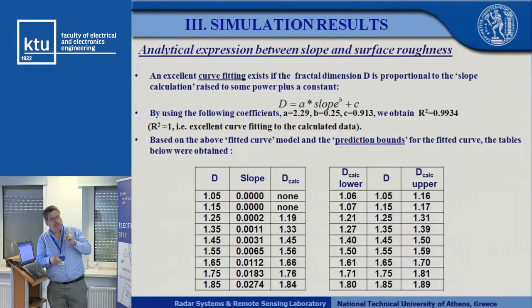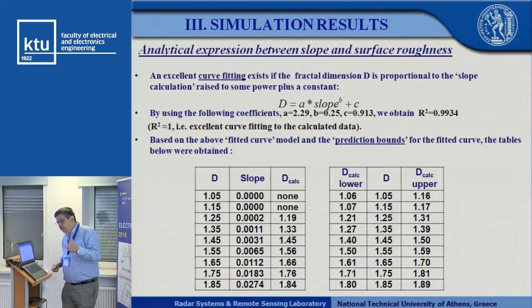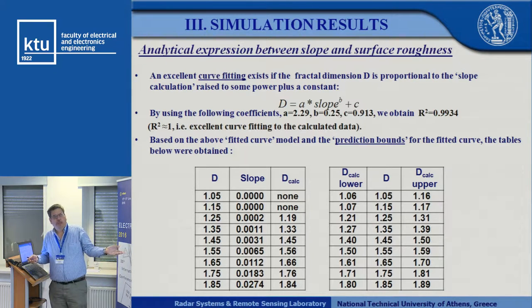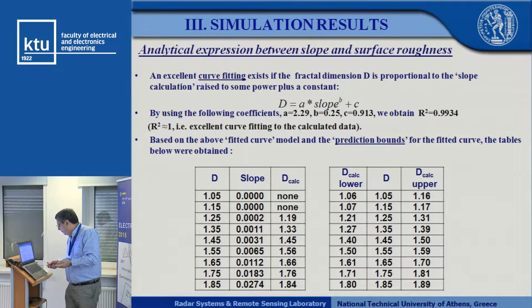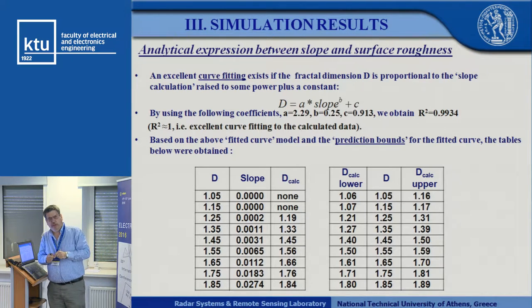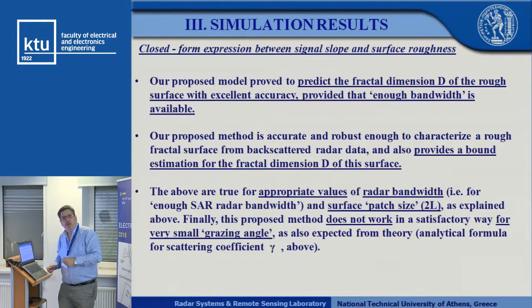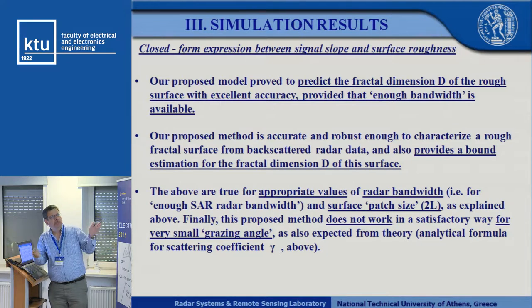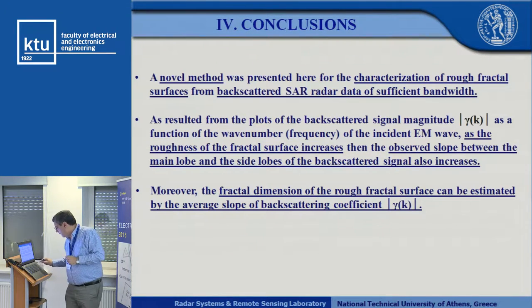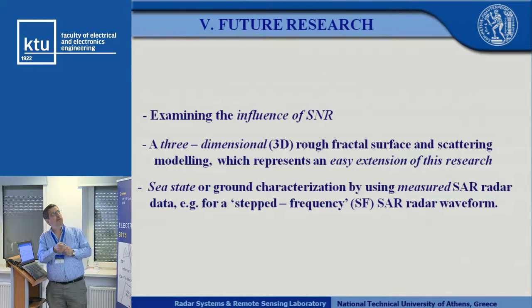So these are now the simulations. This is the fractal dimension, and this is the calculated fractal dimension. Rather good, very good, very promising results, and the prediction bounds of his calculations. There is no noise here, so we have good results. But my student also did research in the presence of noise, also with promising results. So to conclude, let me mention the future results.